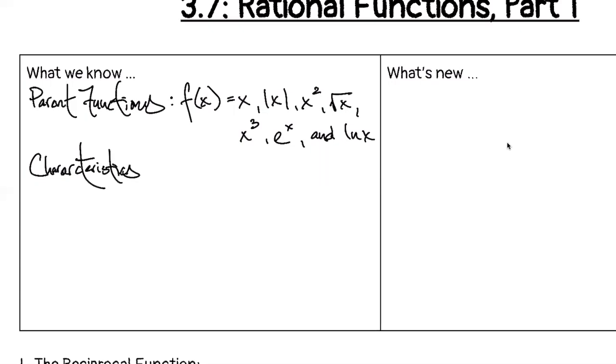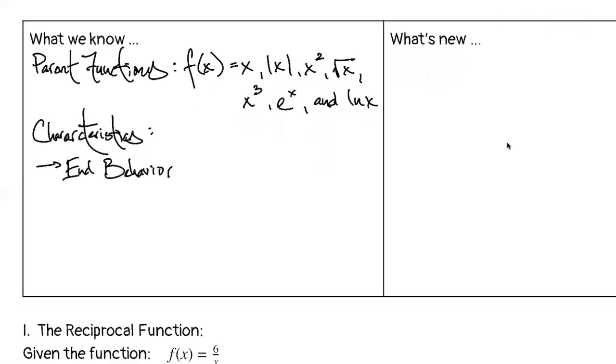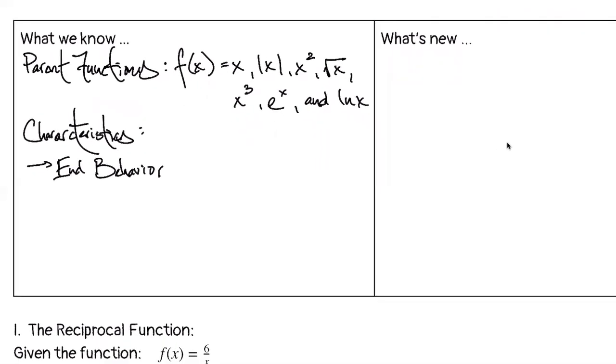Okay, so some of the characteristics that we should know or be able to tell from a graph include end behavior. Right, that's kind of been a big one for us. What happens at the ends of a particular function? We've looked at some of the functions have a horizontal asymptote, some of them have a vertical asymptote, and knowing when they happen and when they don't.